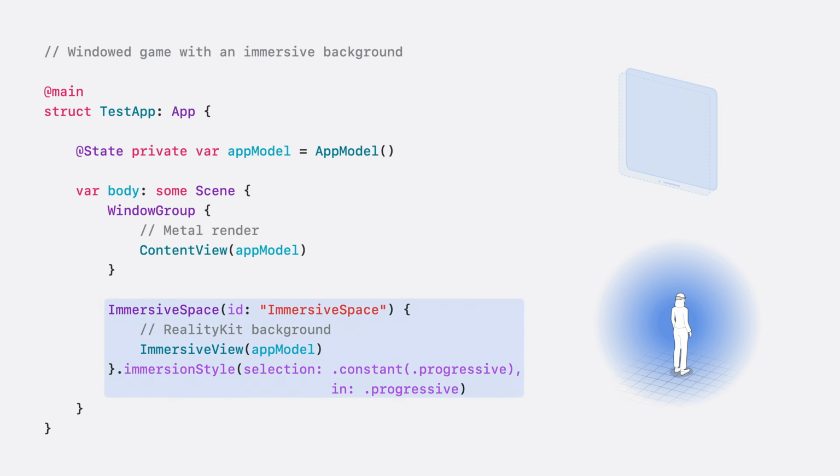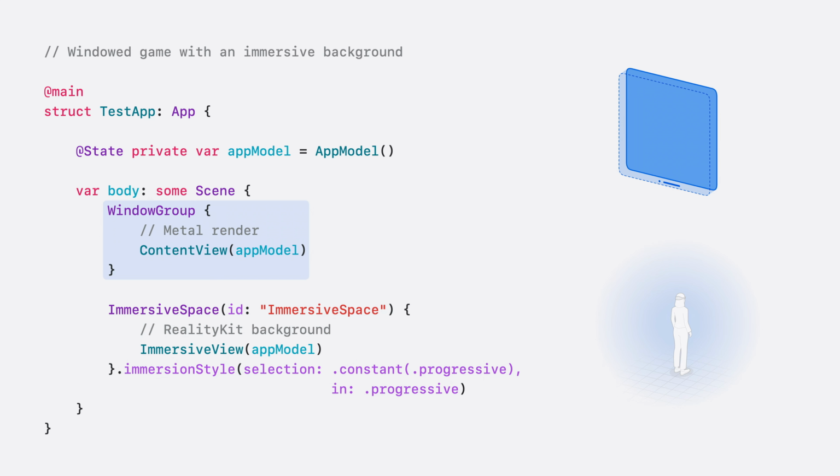You can create the background with an immersive space in SwiftUI. And you can put your iOS game in a window group. You can also have shared state between the window and immersive space by using a SwiftUI state object.